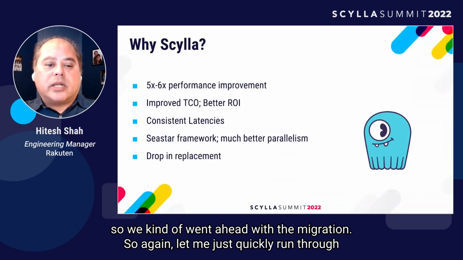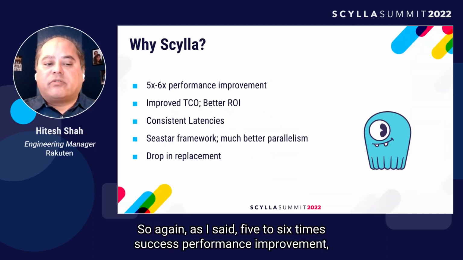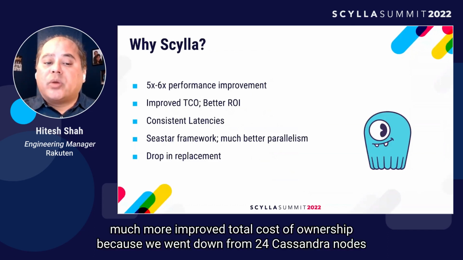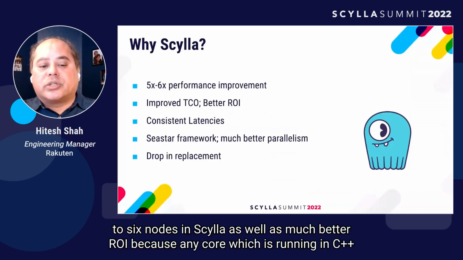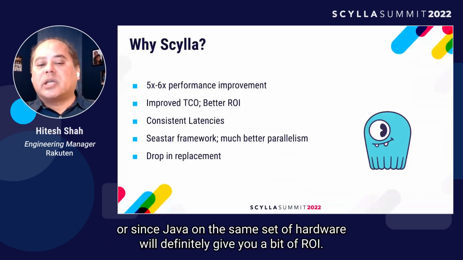Let me quickly run through some of the other benefits we have seen with Scylla. As I said, a 5 to 6x performance improvement, and a much improved total cost of ownership, because we went down from 21 or 24 Cassandra nodes to 6 nodes in Scylla. We also have a much better ROI, because any code running in C++ versus Java on the same set of hardware will definitely give you a better ROI.